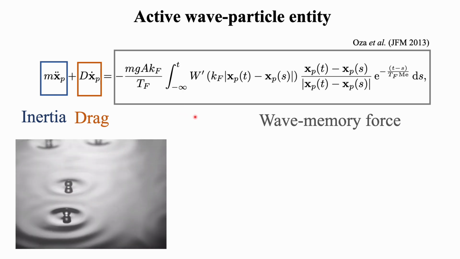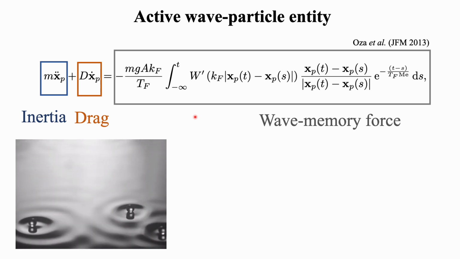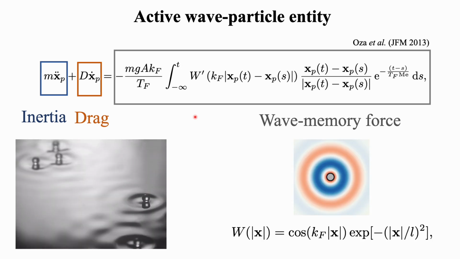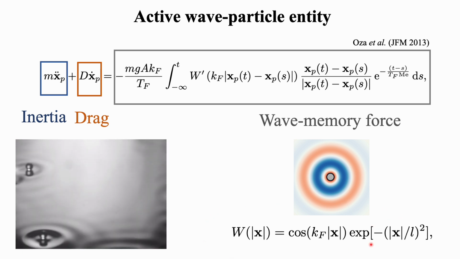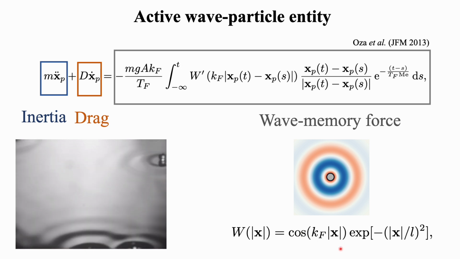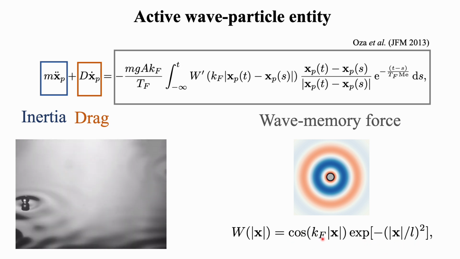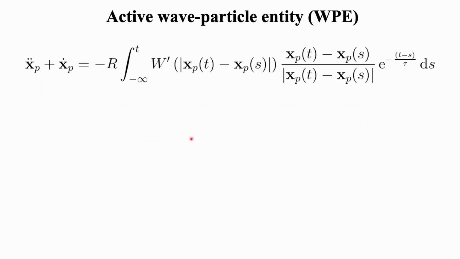Now, if we look at the wave field created by an individual droplet, then it has features of spatial oscillations and a spatial decay, right? One convenient choice of this waveform is a cosine function times a Gaussian decay, which captures spatial oscillations and spatial decay. Now, if we non-dimensionalize the equation of motion of the droplet, then we get two dimensionless parameters here. One is r, which is the dimensionless wave amplitude of the droplet generated waves, and the other is tau, which is the dimensionless wave decay rate, or in other words, the memory of the system.